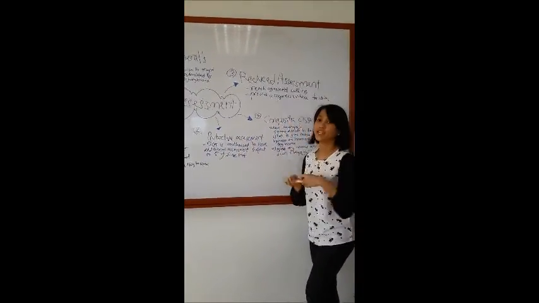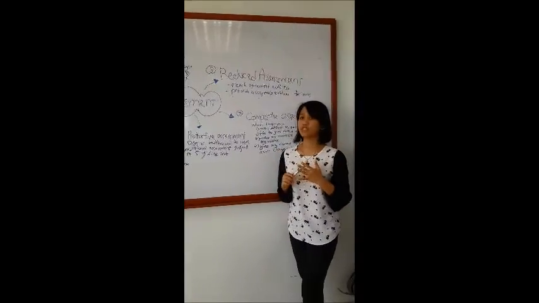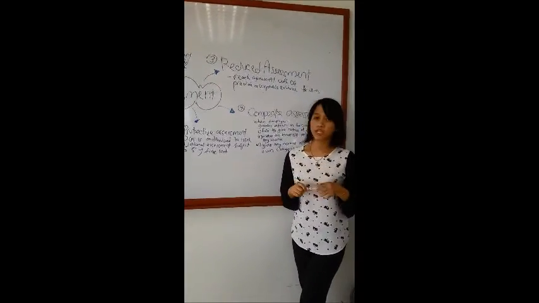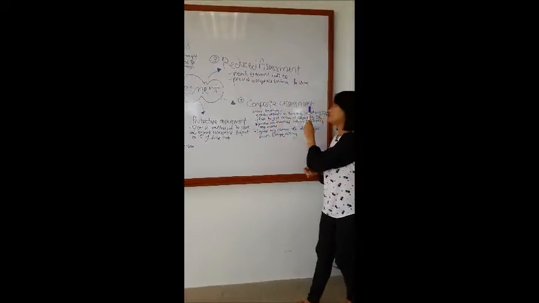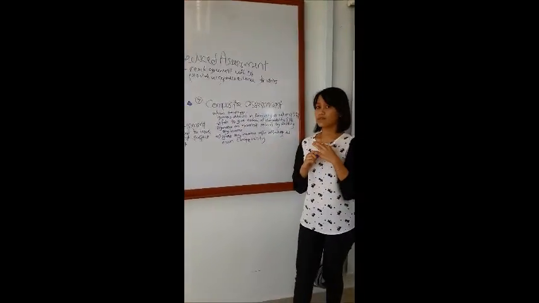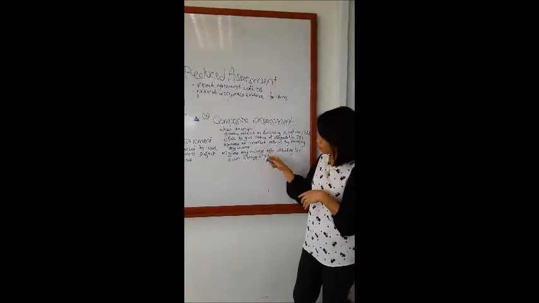Protective assessment is when the Director General is authorized to issue additional assessment subject to a 5-year time limit. And lastly is the composite assessment. Composite assessment consists of mainly four things.